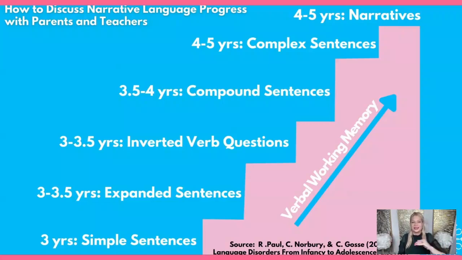Okay? So this is how language develops. This is nice to show to parents because you are working on the narrative level when you work on that paragraph with the child, saying the paragraph with the child. But what happens is naturally, now I'm going to tell you a story.